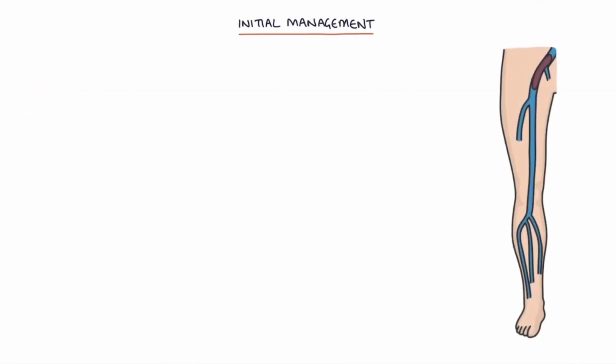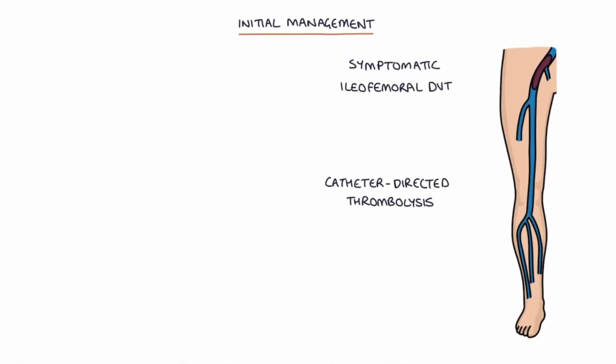The NICE guidelines from 2020 recommend considering catheter-directed thrombolysis in patients with a symptomatic iliofemoral DVT and symptoms lasting less than 14 days. This involves inserting a catheter under X-ray guidance through the venous system and applying thrombolysis directly into the clot.